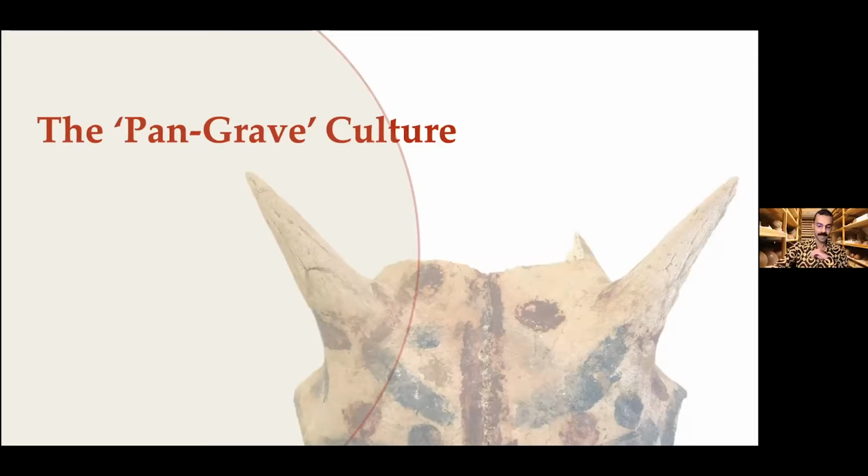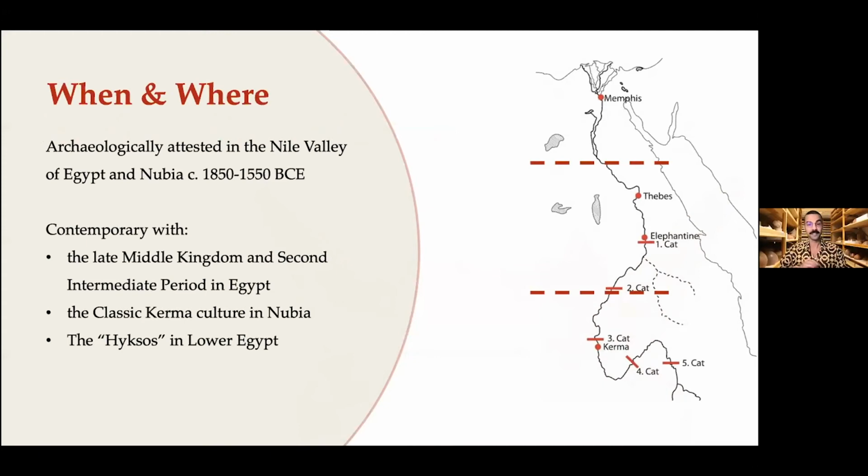So let's now go back about 3,800 years to 1850 to 1550 BCE, to the Nile Valley, specifically the area between Middle Egypt and the Second Nile Cataract, which is marked by the red line that you can see on the map. This period corresponds roughly to the late Middle Kingdom and Second Intermediate periods in Egypt, during which time centralized Pharaonic rule had collapsed, the rulers known as the Hyksos had taken control of the north, and the Kerma Kingdom was gaining power in the south, and the remnants of Pharaonic rule was sandwiched in between.